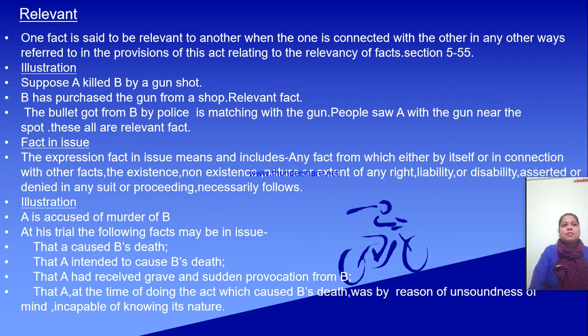Suppose A killed B by a gunshot. At that time all this happens. A purchased the gun from a shop, a relevant fact. The bullet got from B by the police is matching with the gun, that is also a relevant fact. People saw A with the gun near the spot. These all are relevant facts. So one fact is said to be relevant to another when one is connected with the other. So all these facts are connected with the one fact, that A killed B. So these all are relevant facts.